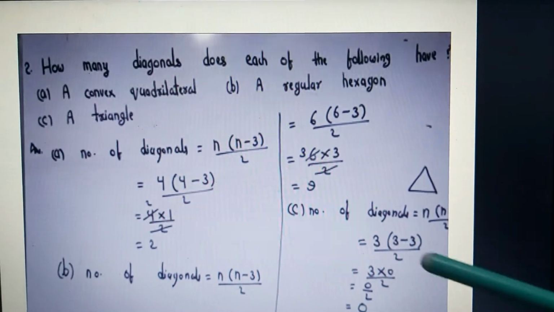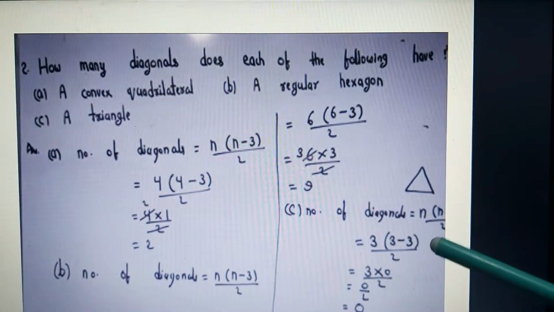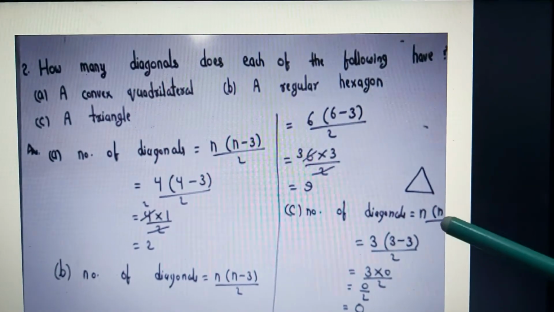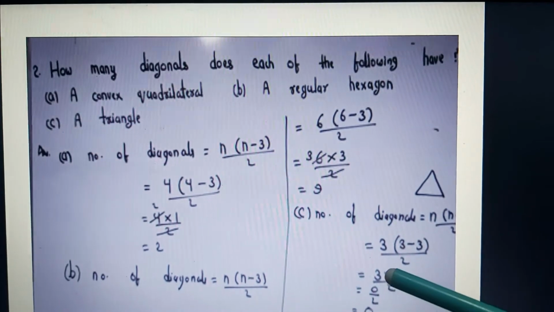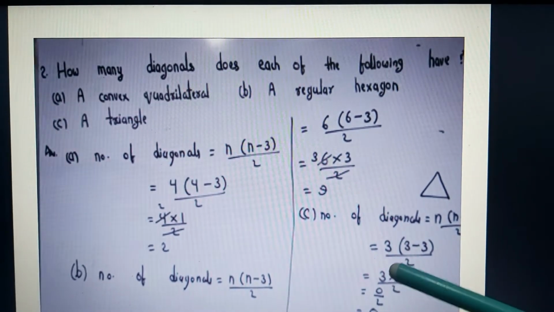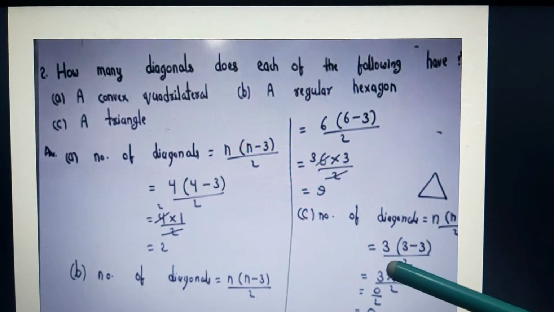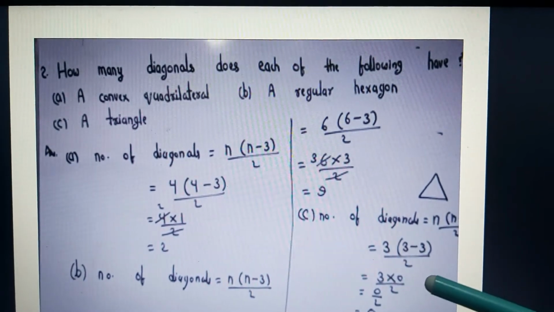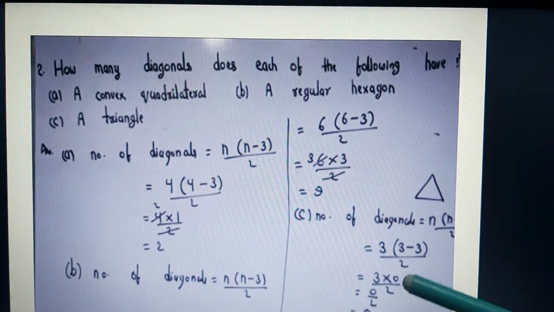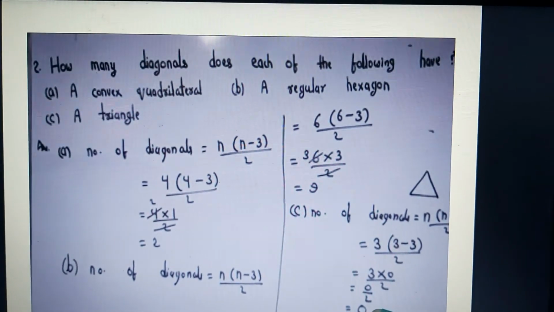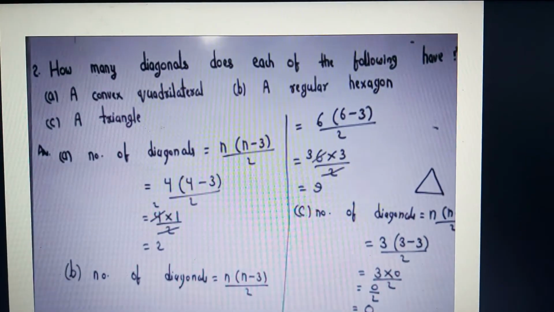Now we will see C, a triangle. How many sides are there in a triangle? 3 sides. So the number of diagonals, same formula, is n(n minus 3) divided by 2. In place of n we put the number of sides, that is 3. So 3 into (3 minus 3), that is 0, multiplied by 3, so the answer will be 0 divided by 2, which is 0. So that is the second solution.